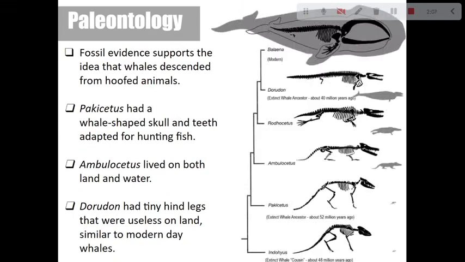Now, fossil evidence supports the idea that whales descended from hoofed animals. So, Pakicetus had a whale-shaped skull and teeth adapted for hunting fish. Ambulocetus lived on both land and water. And Dorudon had tiny hind legs that were useless on land, similar to modern whales.